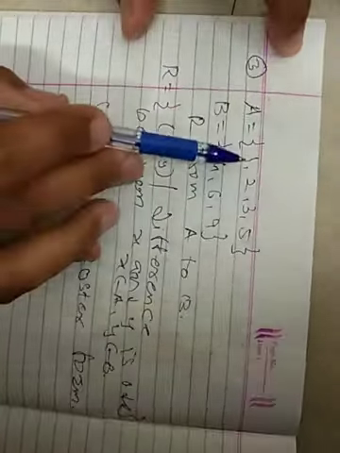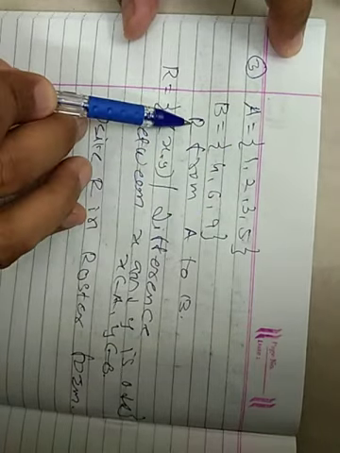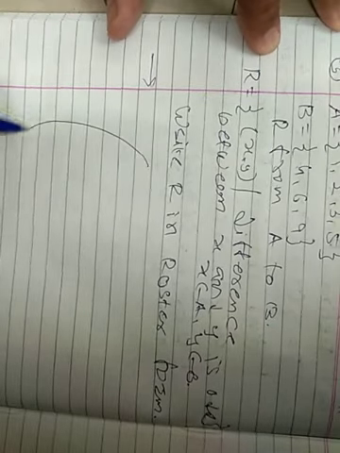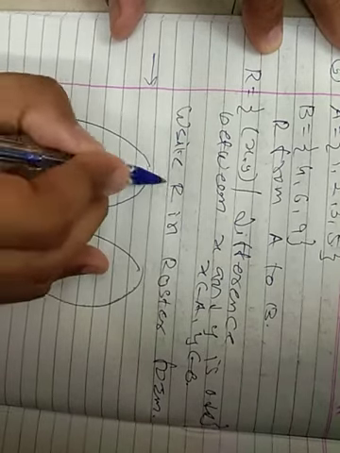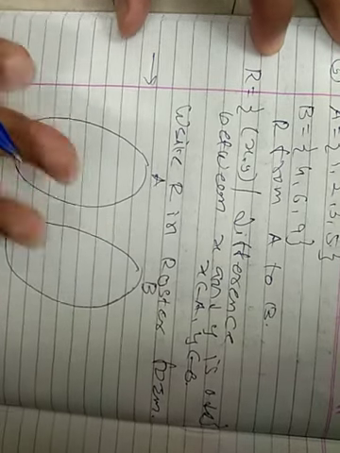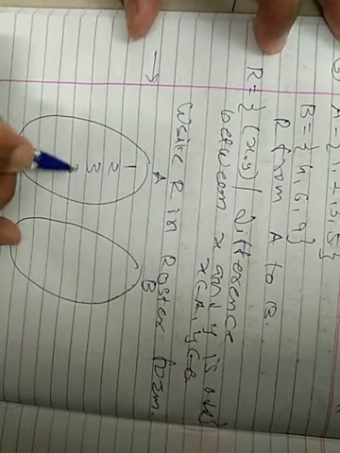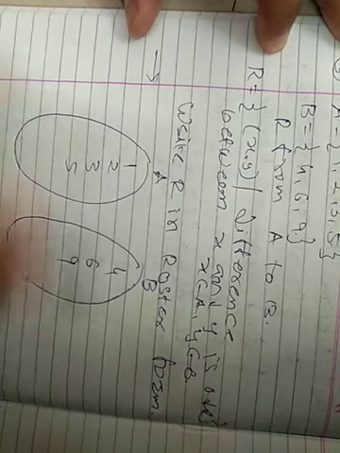Third example. A is equal to {1, 2, 3, 5}, B is equal to {4, 6, 9}. Relation R from A to B. Draw a Venn diagram. Very simple. Without a Venn diagram you can easily write it down, but I want to draw a Venn diagram here. It is so simple to explain. 1 2 3 and 5. 4 6 9.